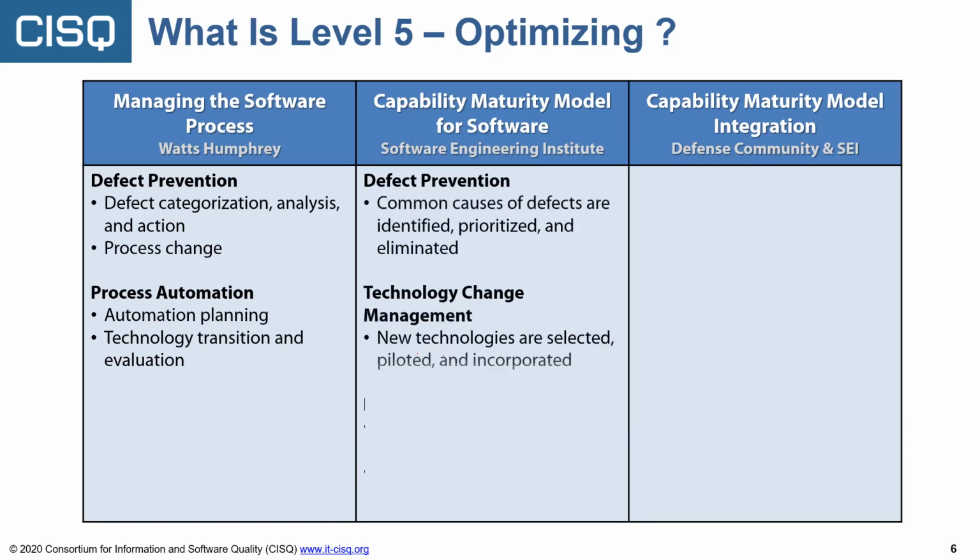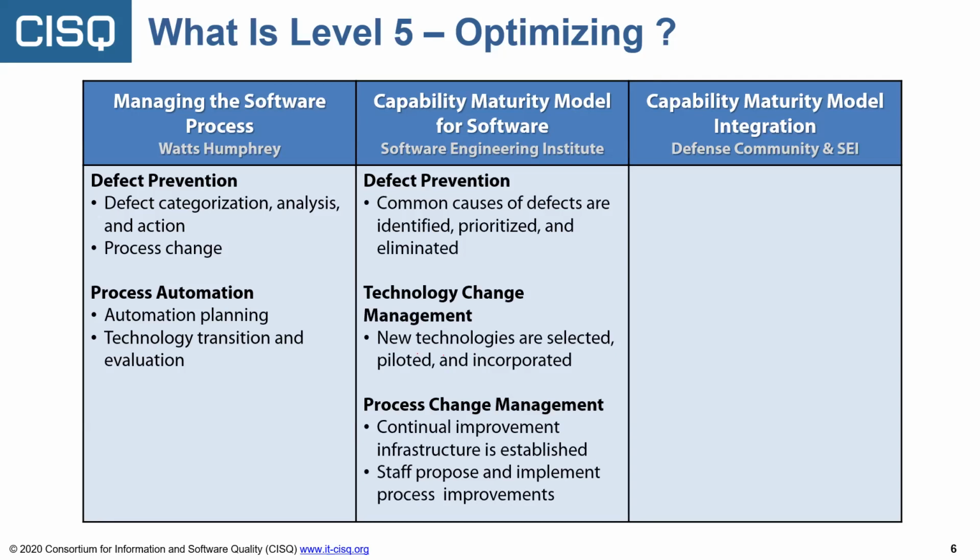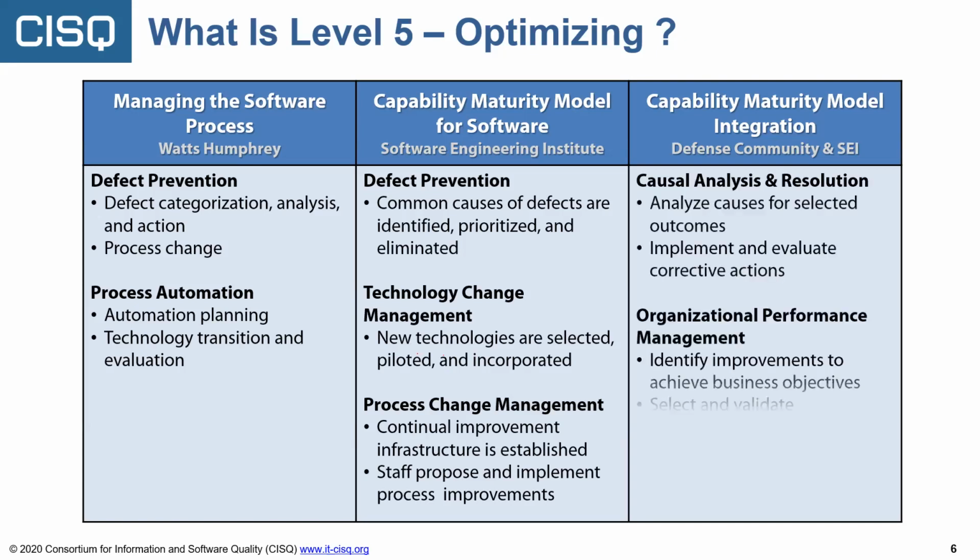And then we split in 1.1 between defect prevention. We kept that from Watts's work. The Space Shuttle had excellent work on that. And we kind of split technology change from process change. When CMMI came along, they changed defect prevention into causal analysis and resolution, essentially the same thing, although it could focus on more than just defects. And then they collapsed the technology and process change into organizational performance management, but that was still focused on continual improvement.